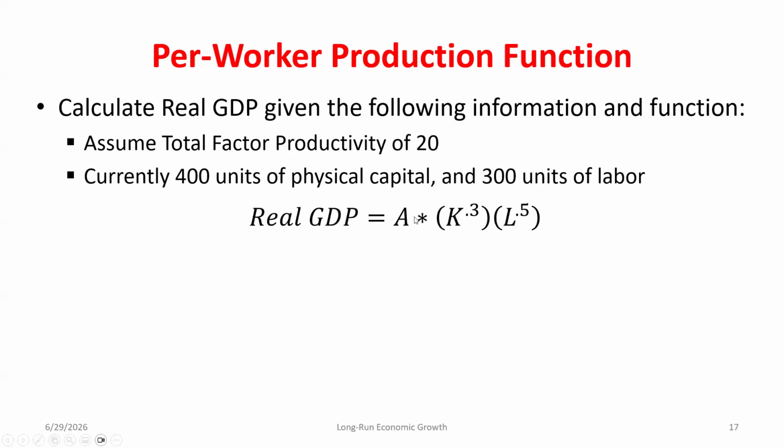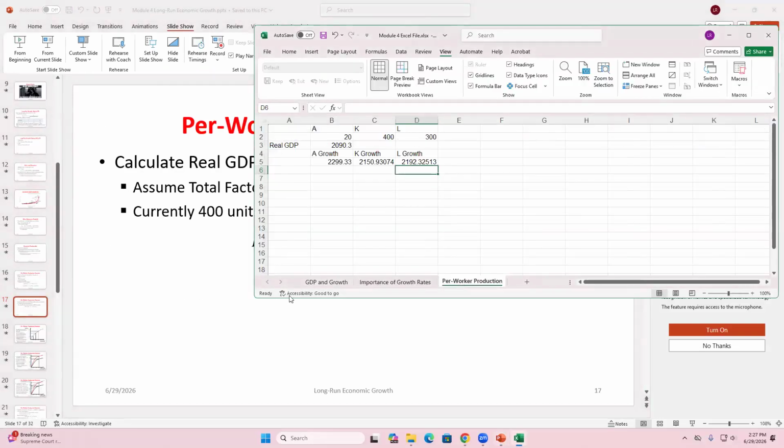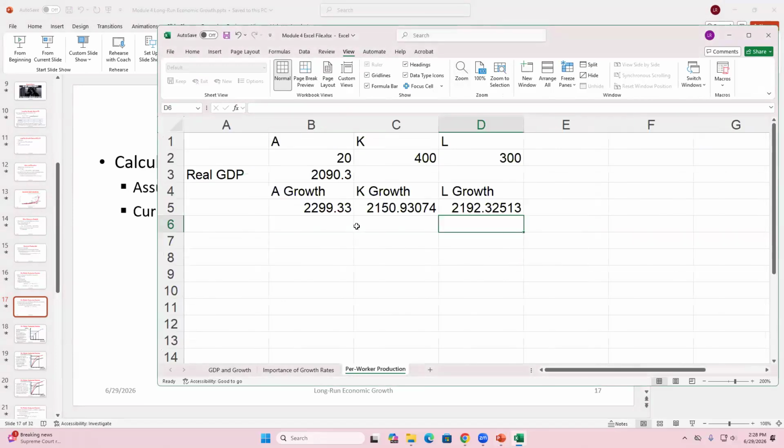It's really just a matter of plugging in our values. So here, I'm going to use that Excel file and go over to that per worker production function. I'm going to zoom in so we can see this a little bit easier.